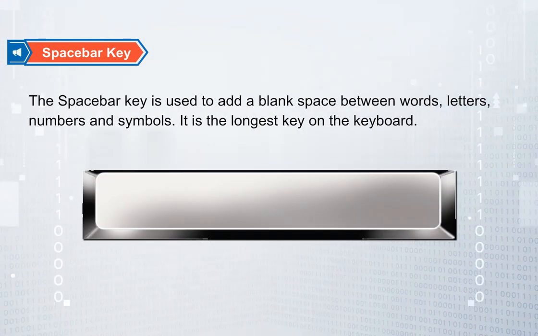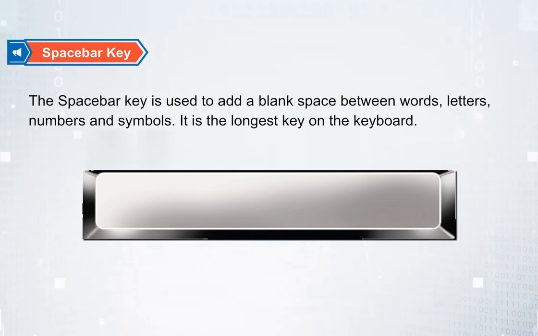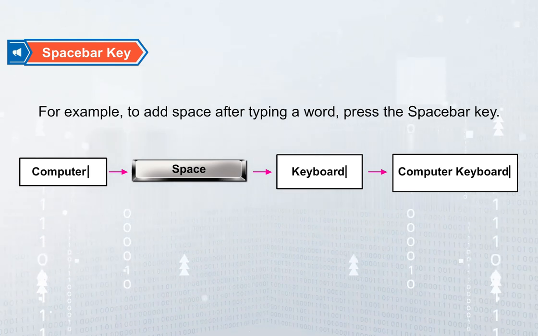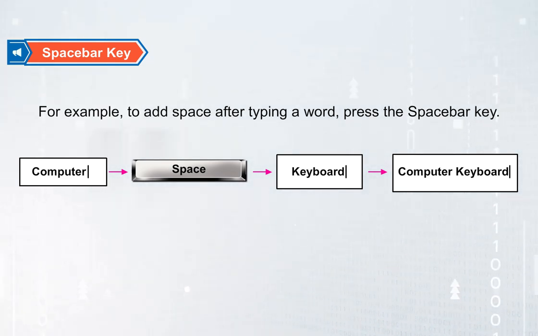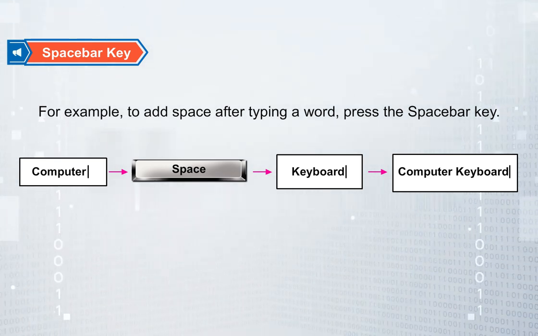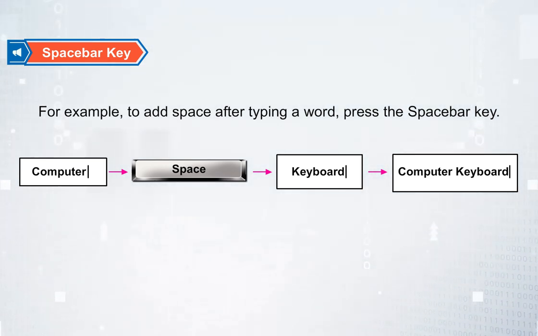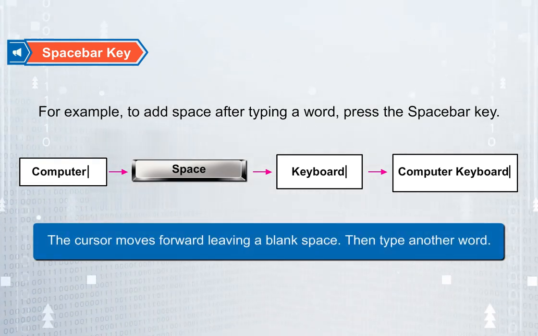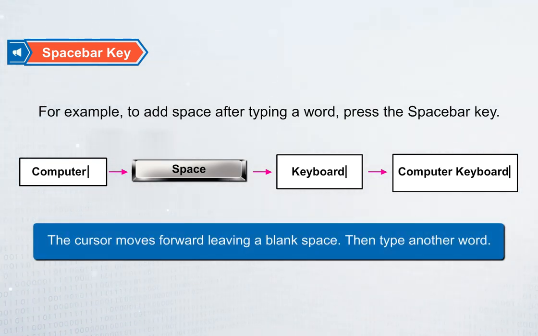Spacebar key. The spacebar key is used to add a blank space between words, letters, numbers, and symbols. It is the longest key on the keyboard. For example, to add space after typing a word, press the spacebar key. Computer, spacebar, keyboard. The cursor moves forward, leaving a blank space. Then type another word.